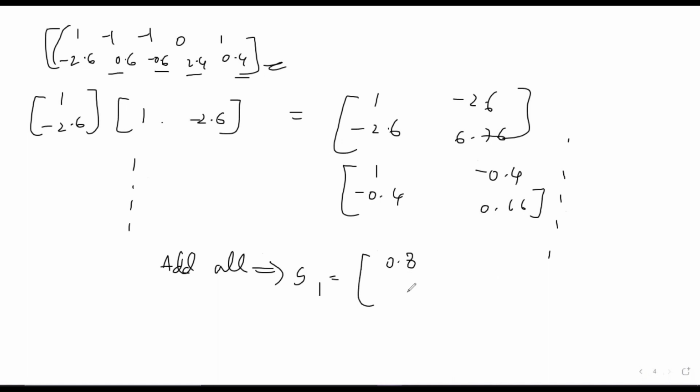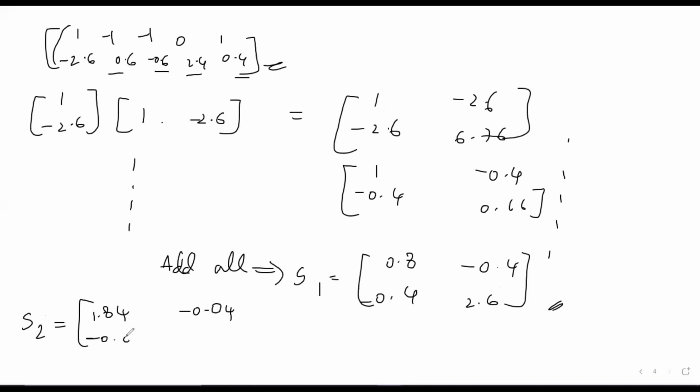After adding all of these values, the value of S1 will come out to be 0.8, 0.4, 0.4, 2.6. In a similar way, we calculate S2 as well: 1.84, minus 0.04, minus 0.04, 2.64. Now, the actual formula of step 1, SW equals S1 plus S2, right? Let's set it aside for now.